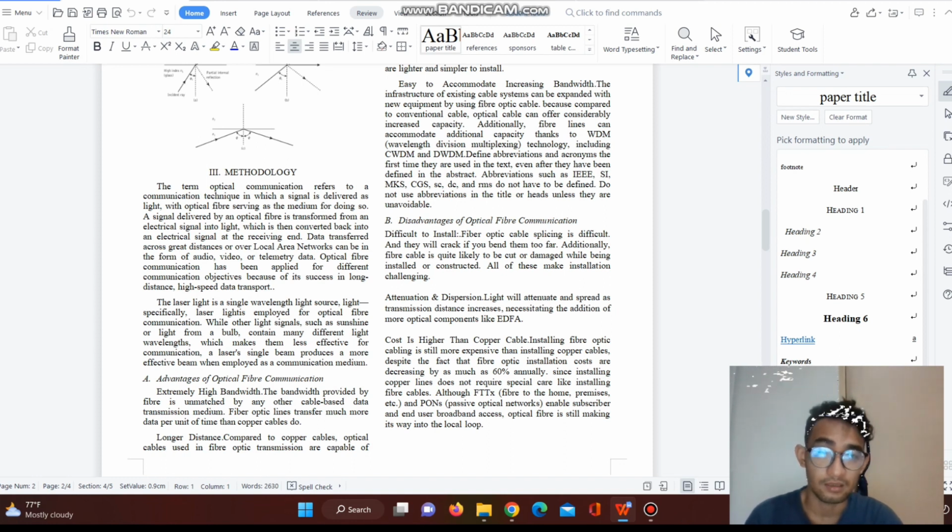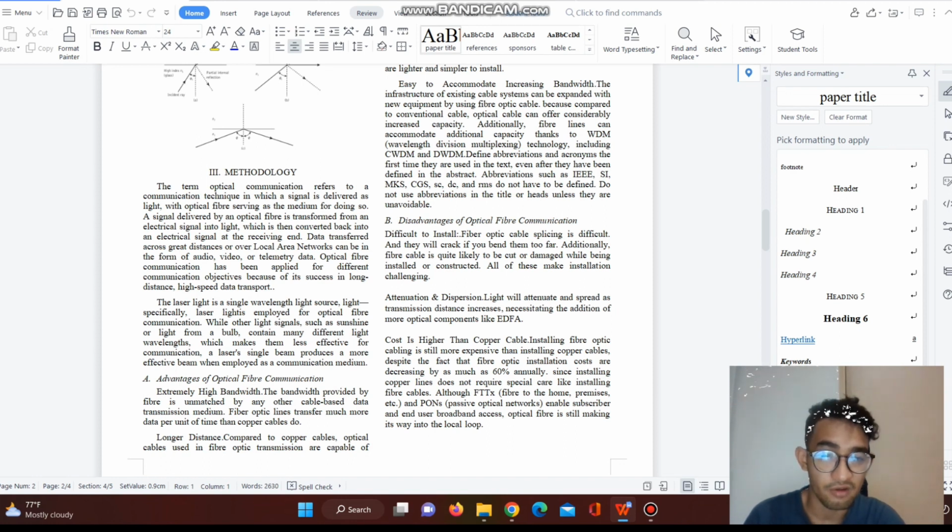Another advantage is that fiber optic is lightweight. Fiber optic cables are thinner than copper wires and constructed of glass or plastic. As a result, they are lighter and simpler to install. Next, and lastly, it is easy to accommodate increasing bandwidth.